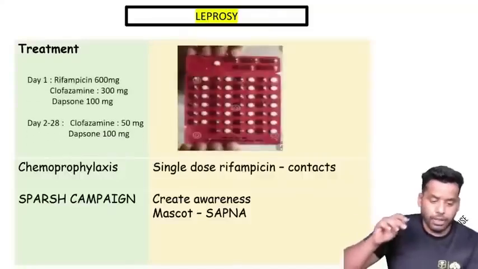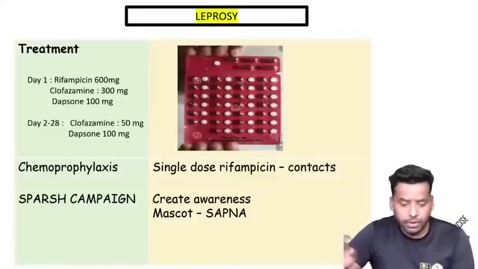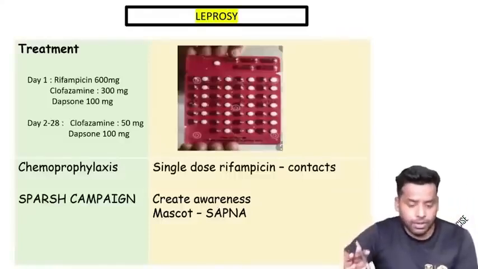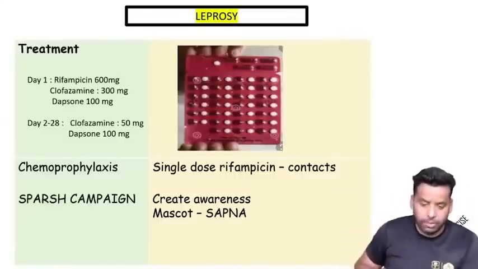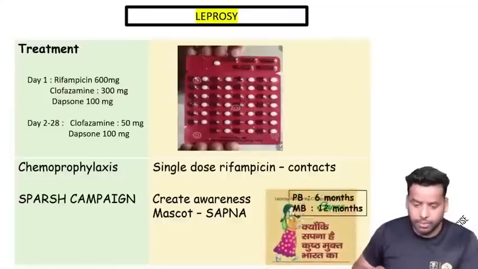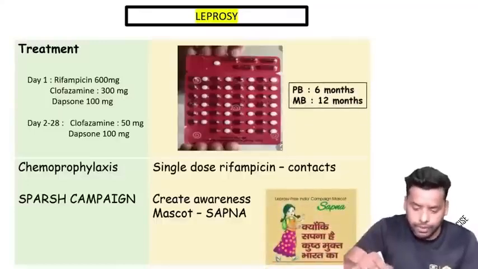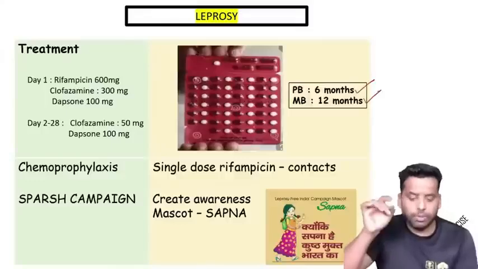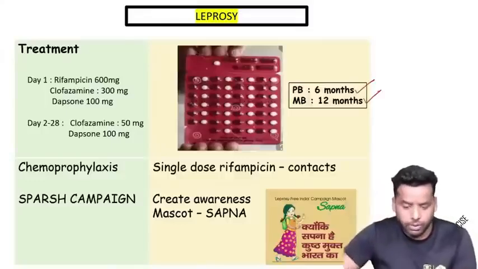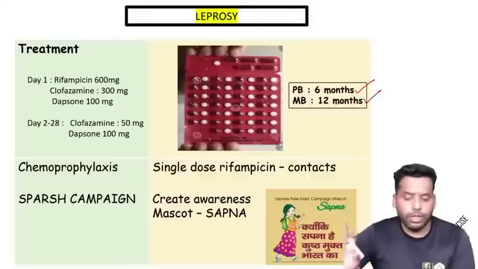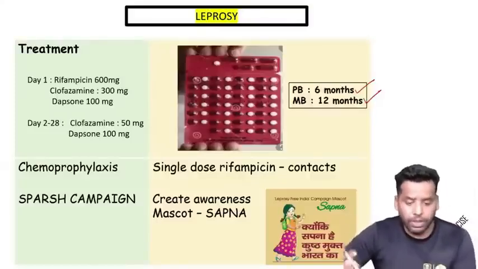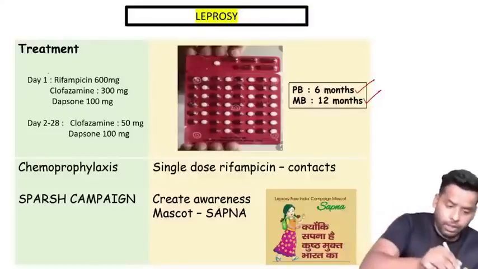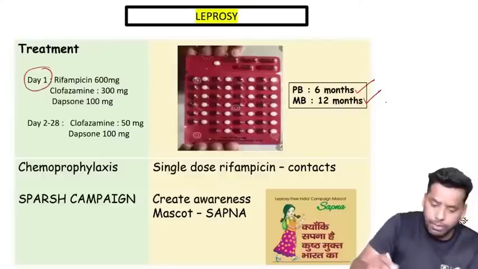Leprosy treatment uses the red packs you are seeing there, for all the patients. Paucibacillary leprosy, how many months? 6 months. Multibacillary leprosy, 12 months. So the treatment is the same, only the duration is different. The patient on day 1 will get what drugs? Tell me 3 drugs. R, C, D.